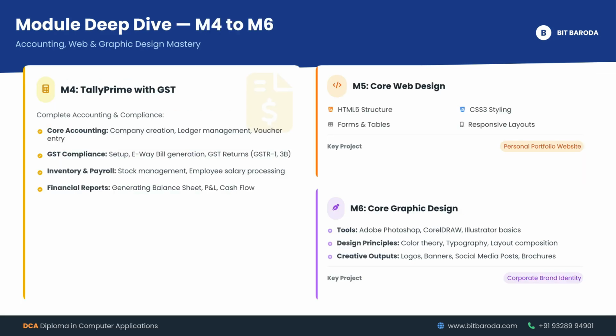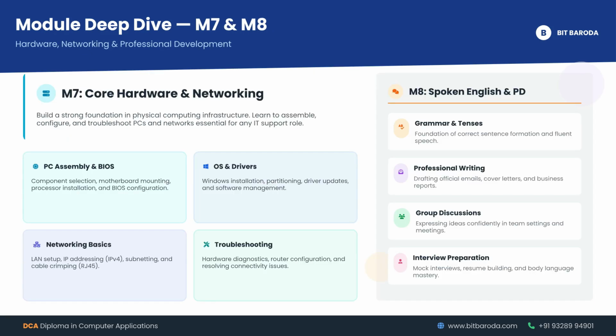Modules 4 through 6 cover key mastery tracks. Module 4 is Tally Prime with GST, covering complete accounting and compliance. Module 5 teaches core web design with HTML5 and CSS3, and Module 6 focuses on graphic design using Photoshop and CorelDRAW. Modules 7 and 8 provide essential career components. Module 7 covers core hardware and networking, including PC assembly and troubleshooting. Module 8 focuses on spoken English and professional development, crucial for interview preparation and workplace communication.